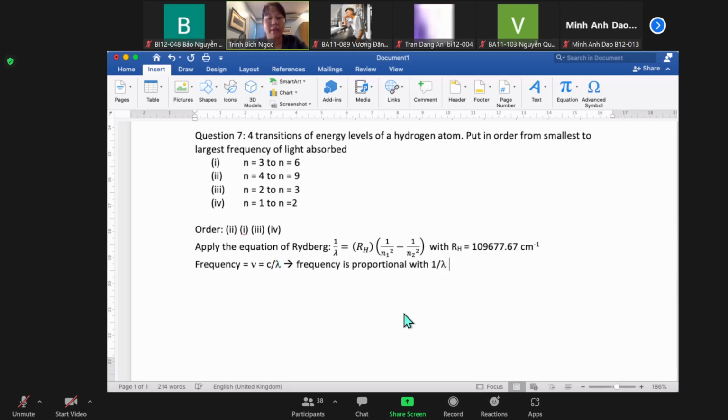Tỷ lệ với 1 trên lambda. We only need to compare this one to obtain the order, okay. Và các bạn tính thôi ạ.